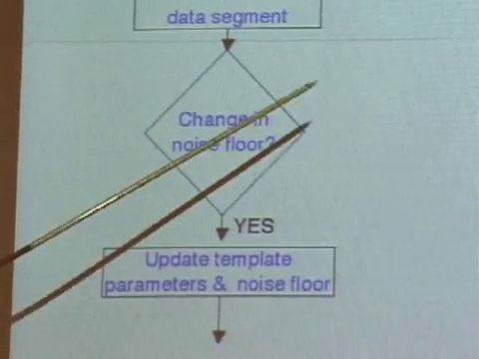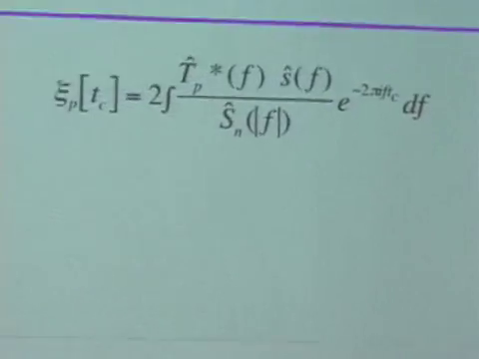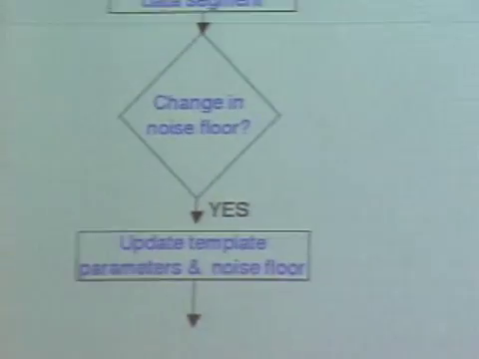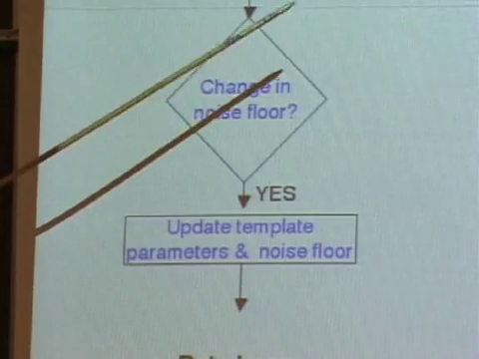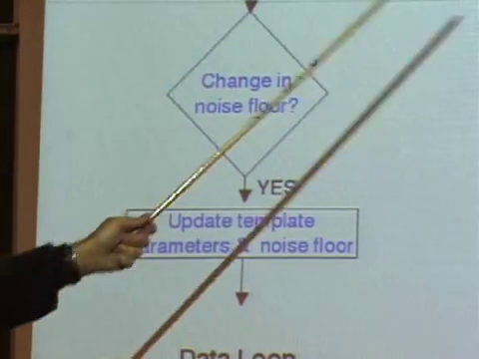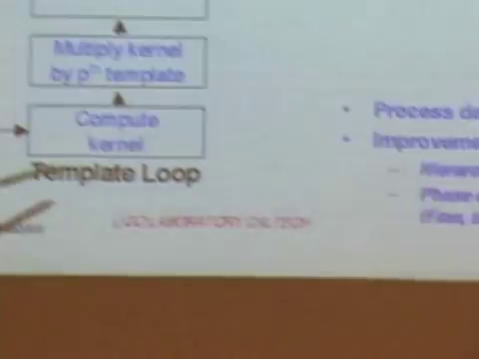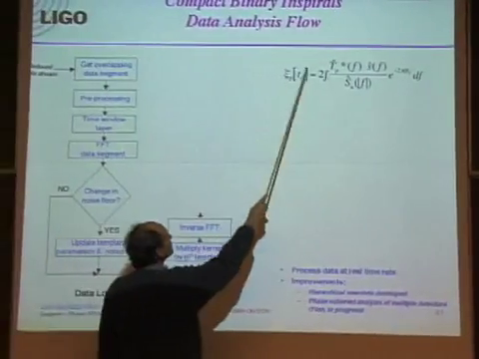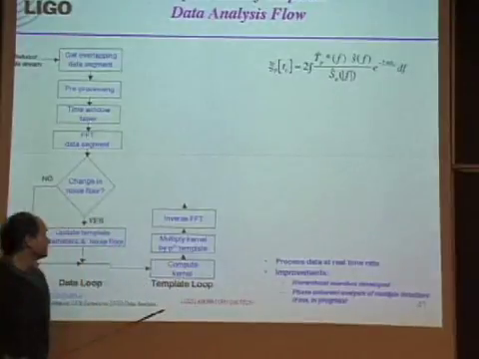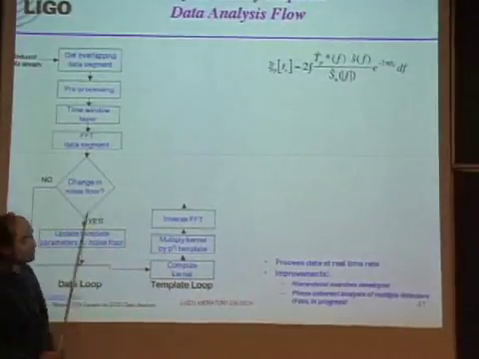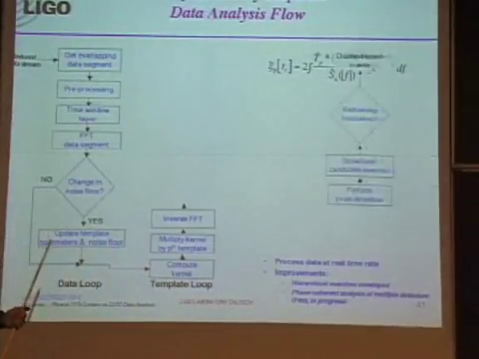Since I have a template optimization that depends on the noise floor, another thing that one wants to do is ask whether the noise floor has changed for this epoch of data, and you might want to then take into account how to improve or iterate on the optimal filter for this epoch of data. You then compute the kernel, and you multiply it by the Pth template to look for the Pth signal-to-noise value, and you do the inverse FFT to bring it back into the time domain.